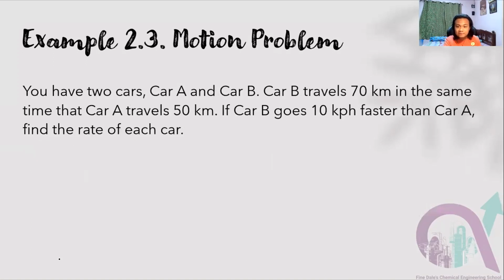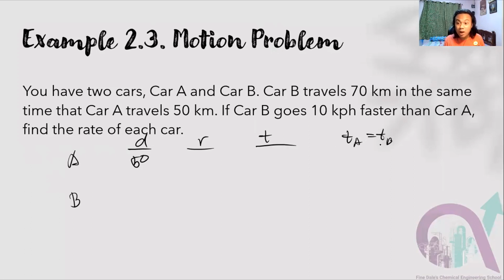Okay? So let's have the motion problem. Earlier, 2 cars: car A travels 50 kilometers while car B travels 70 kilometers. If car B goes 10 kilometers per hour faster than car A, find the rate of each car. Let's make a table: car A and car B. We have the DRT, where D stands for distance, R stands for rate, and T stands for time. Car A travels 50 kilometers, at the same time. So the time of A and the time of B are the same. Okay?